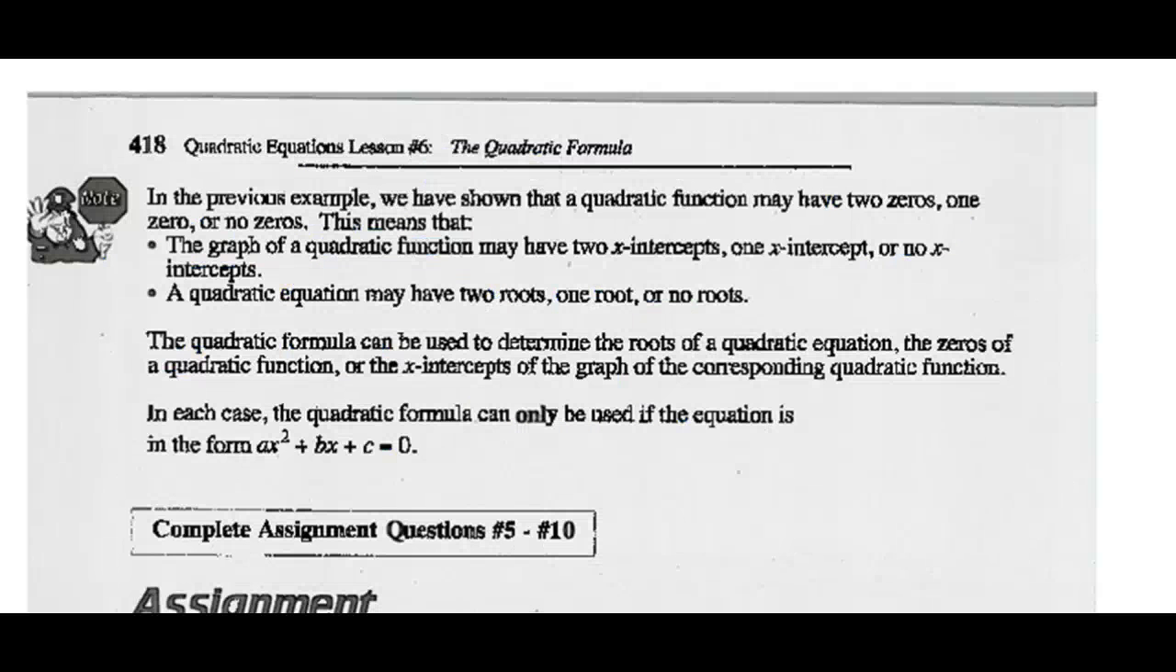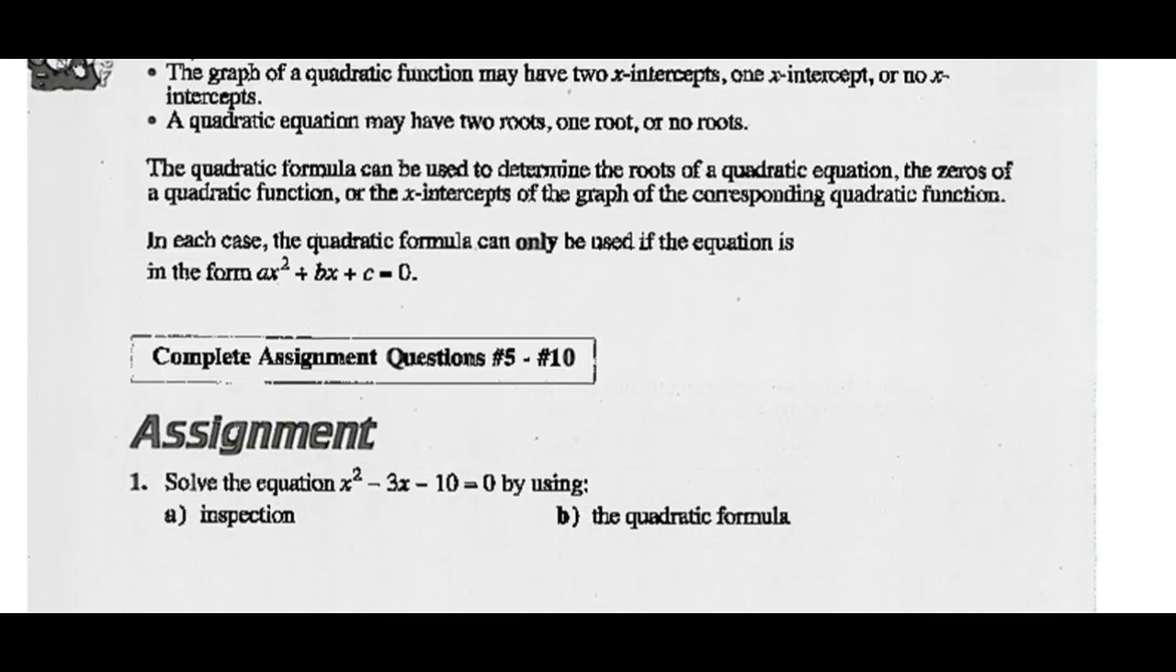So in the previous example, we've shown that a quadratic function may have 2 zeros, 1 zero, or no zeros. This means the graph of a quadratic function will have 2 x-intercepts, 1 x-intercept, or no x-intercepts. And a quadratic equation may have 2 roots, 1 root, or no roots. The quadratic formula can be used to determine the roots of a quadratic equation, the zeros of a quadratic function, or the x-intercepts of the graph. In each case, the quadratic formula can only be used if the equation is in this form, so it must be set equal to 0.